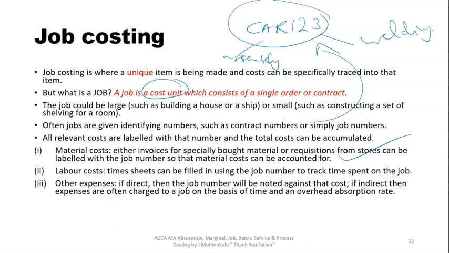Labor costs: timesheets can be filled using the same job number to track how the employees were working on that job, or the time which they spent on that particular job. Other expenses, if direct, then the job number will be noted against that cost. If indirect, then expenses are often charged to a job on the basis of time and an overhead absorption rate.